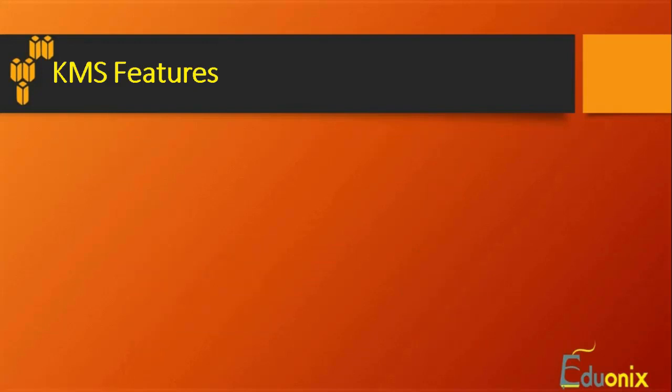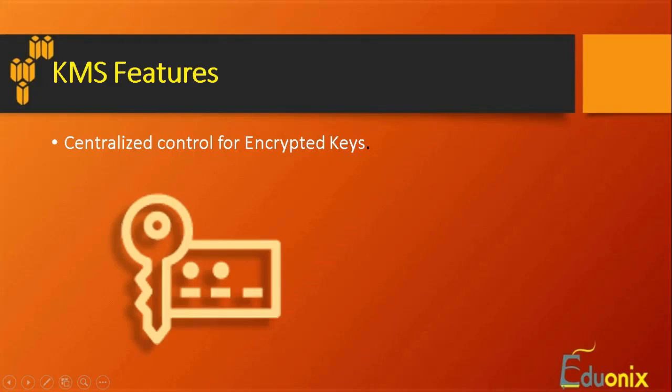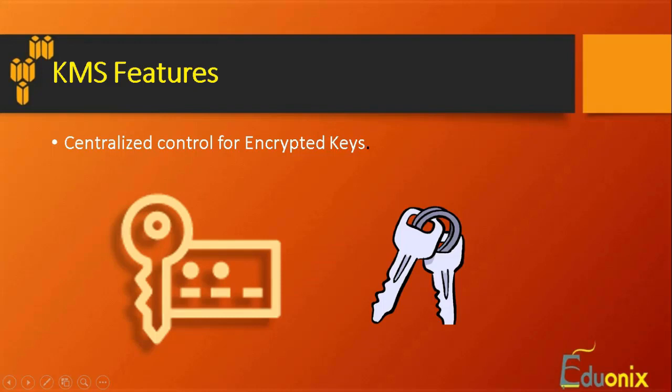Now again, if I talk about the KMS features, it is centralized control for encrypted keys. So your encrypted keys are located at a central location. As I said, it is located at your cloud itself, that is in Amazon itself, and every key has a set of two pairs, where generally one will be located with Amazon Web Services, and you can share the other key with the customer, or we can say the user, who you want to use it.